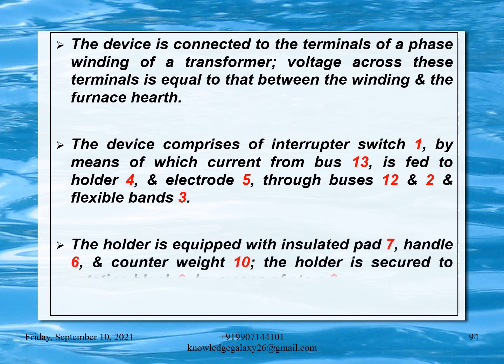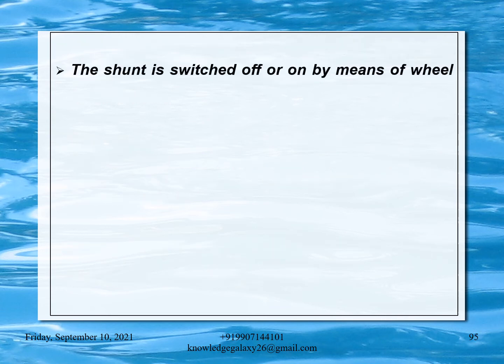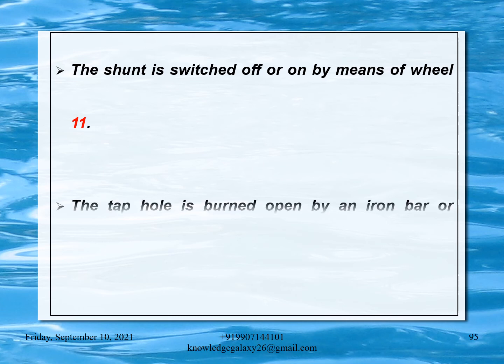The holder is equipped with insulated pad 7, handle 6 and counterweight 10. The holder is secured to rotating block 9 by means of stem 8. The shunt is switched off or on by means of wheel number 11. The tap hole is burned open by an iron bar or directly by the electrode.